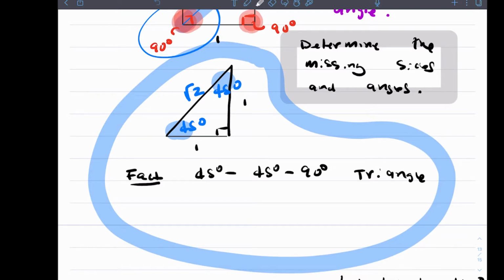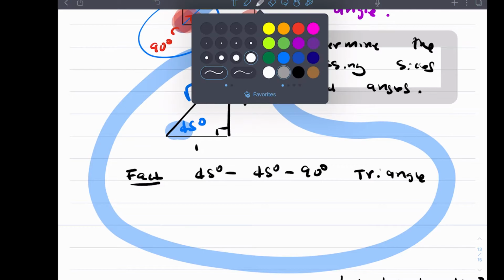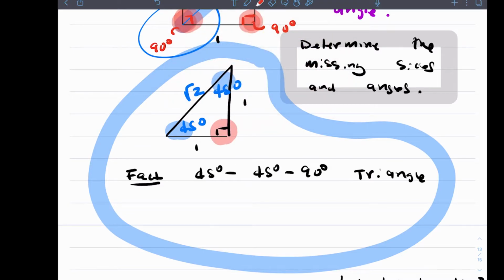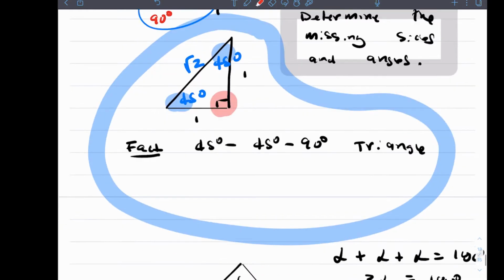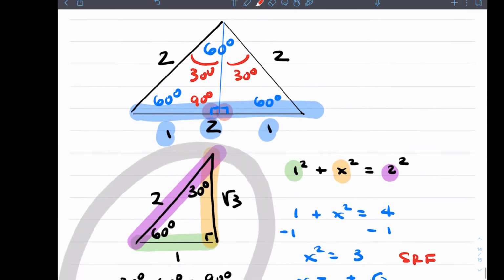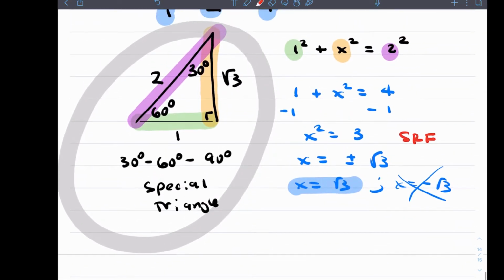So what you guys want to do is always remember this is a 45-45-90-degree special triangle. Okay? And your sides will be 1. The legs are 1, and the hypotenuse is the square root of 2. Okay? And then you have another special triangle. Here we go. And we used that idea last time. The 30-60-90-degree special triangle. Okay? You guys okay with this?